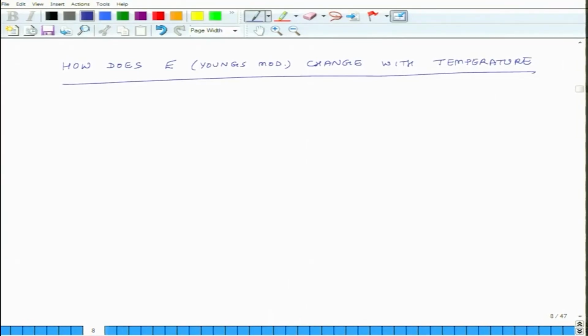We will try to understand this for all three: thermosets, amorphous thermoplastics and semi-crystalline thermoplastics. So first we will do it for an amorphous thermoplastic.